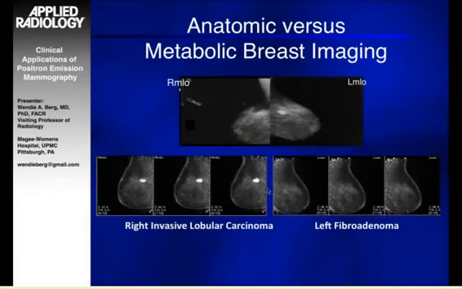Here's another patient who has two masses, one in the right breast and one in the left, that look relatively similar on mammography, but importantly on PEM, only the cancer shows uptake, and this was an invasive lobular carcinoma, whereas the fibroadenoma does not show uptake in this particular case, as this is functional imaging, of course, rather than just strictly anatomic.